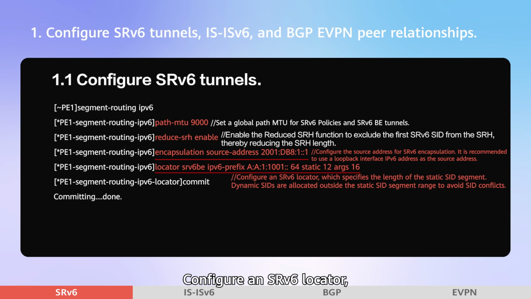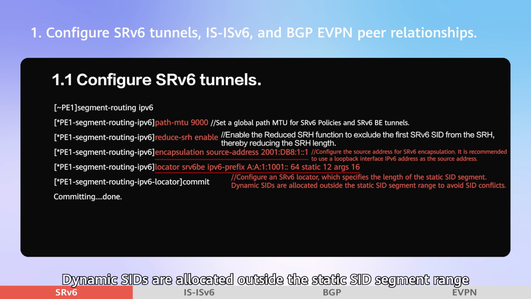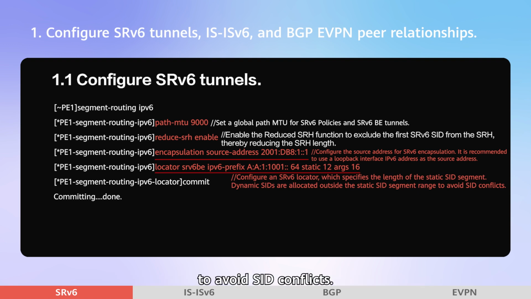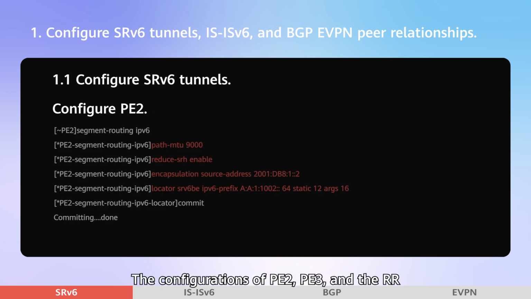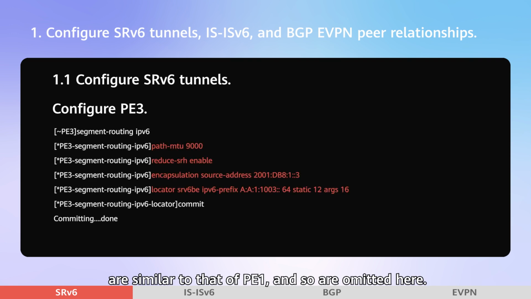Configure an SRv6 locator, which specifies the length of the static SID segment. Dynamic SIDs are allocated outside the static SID segment range to avoid SID conflicts. The configurations of PE2, PE3, and the RR are similar to that of PE1, and so are omitted here.